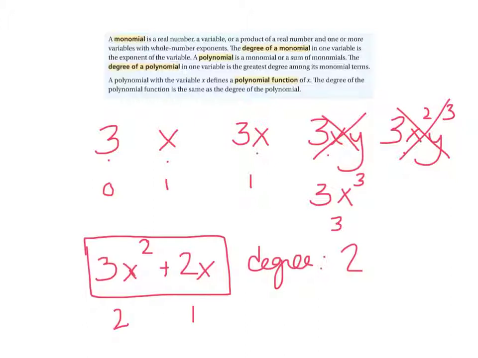This is something you're going to have to commit to memory because you're going to be using this in this section. A polynomial with variable x defines a polynomial function, and we can graph that. The degree of the polynomial function is the same as the degree of the polynomial.